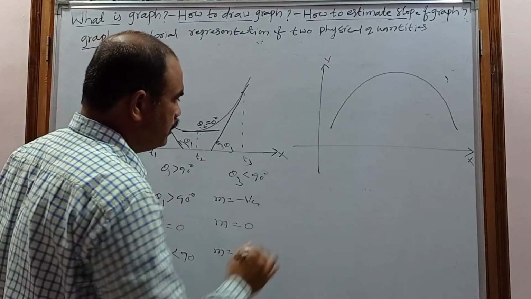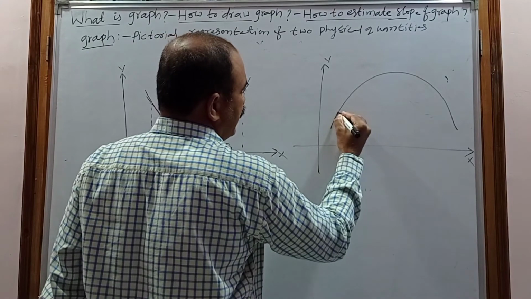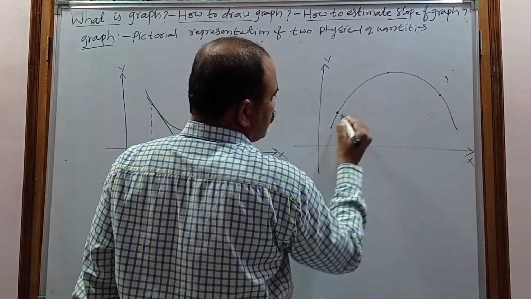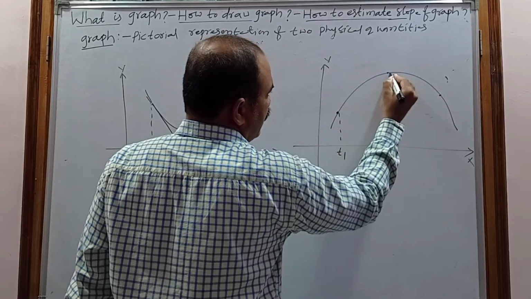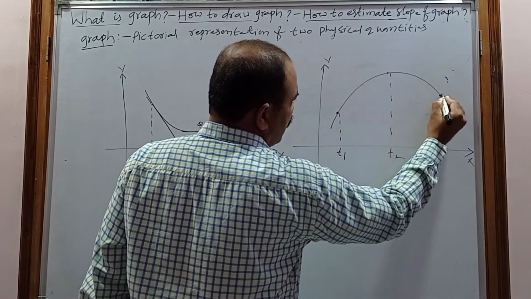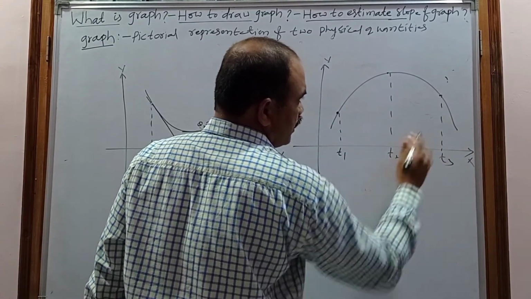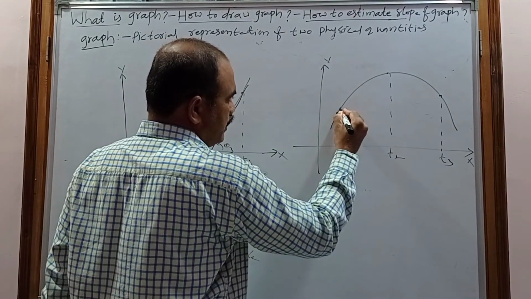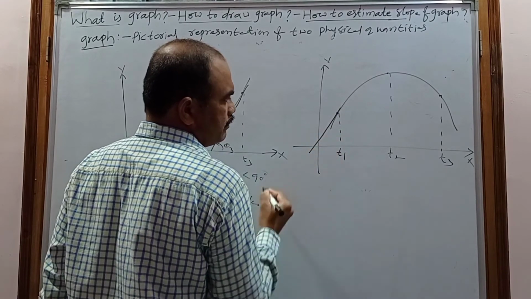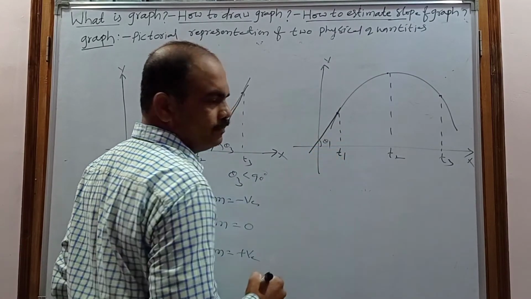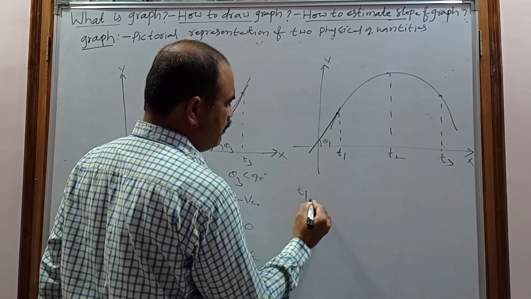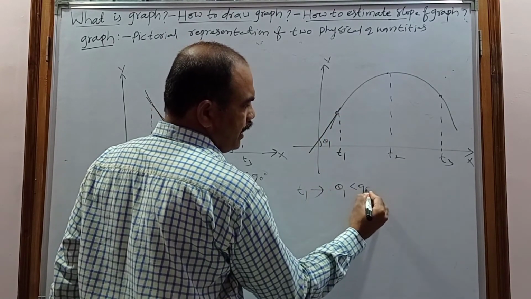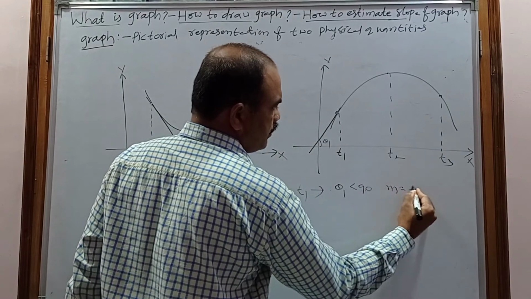And now coming to this graph. Again I am taking 3 points on the graph. One is at the t1 time, another is at the t2 time, and another one is at the t3 time. And draw the tangent at those points. Now this is the tangent drawn at the t1 time. This is theta 1. When the time is t1, the angle made by the tangent, theta 1, is less than 90 degrees. So that's why the slope is positive.